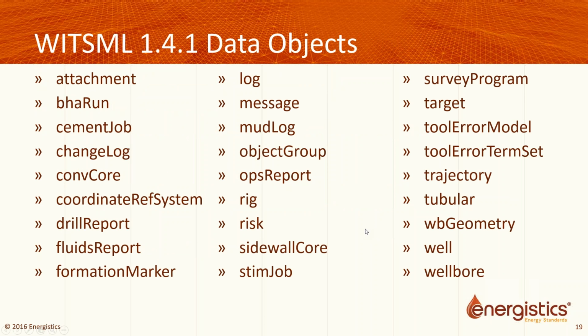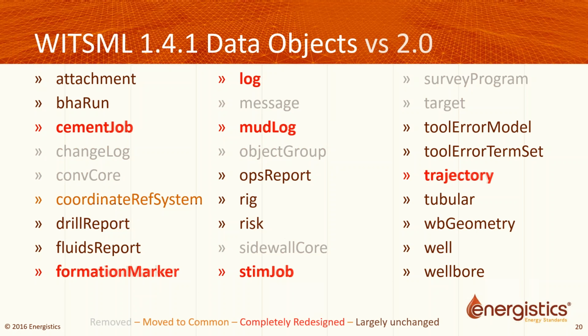So this is what WITSML 1.4.1 can move. It should be 27. Yeah, 27 objects in WITSML 1.4.1. So people who are familiar with WITSML should be familiar with this list. Here's what happens to these objects in WITSML 2. Some of the objects have been eliminated, largely because they were felt to be unused, and the community didn't want to have the expertise to try to move them forward.